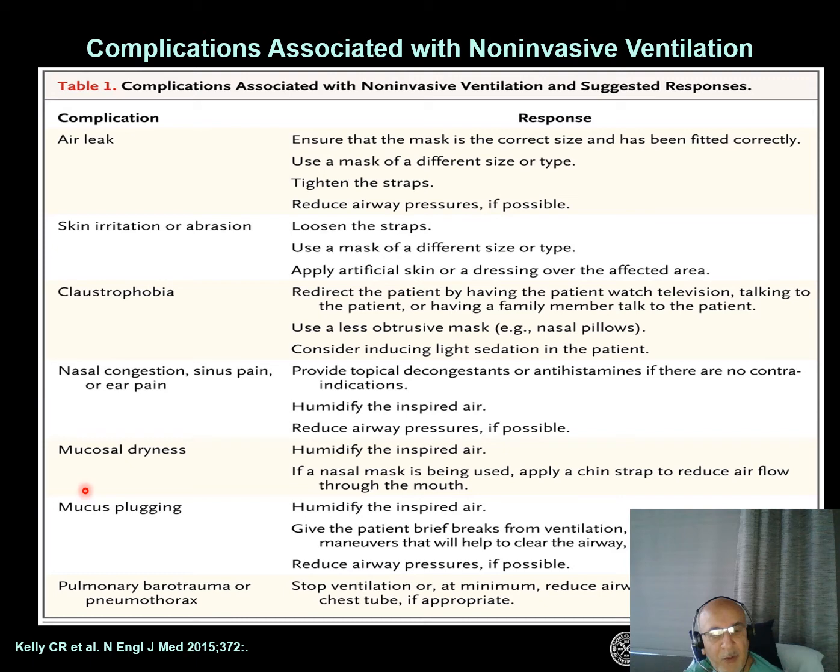There is significant risk of mucosal dryness as well as mucus plugging, and therefore please humidify the inspired air with the Fisher-Paykel or some sort of humidification, or alternate BiPAP with high-flow nasal cannula. Any risk of pulmonary barotrauma or pneumothorax will be associated with air trapping, rapid respiration rate, and as I mentioned, excessive tidal volumes, which should be maintained less than 9 cc's per kilogram.